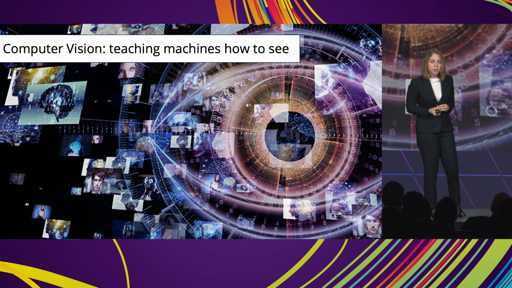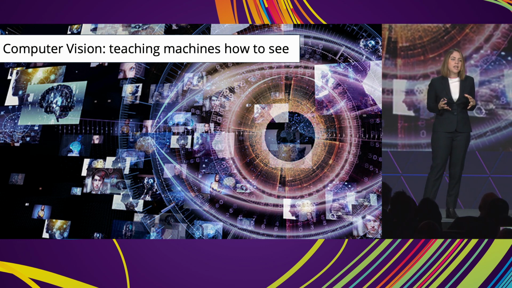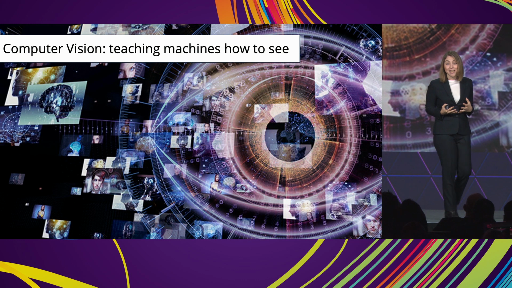You feed that into the models, and then your AI models can start to provide better results on new data without you even necessarily fully understanding why and how they're doing that. So I'm going to talk to you a bit more about computer vision in particular. Computer vision is teaching machines how to see.